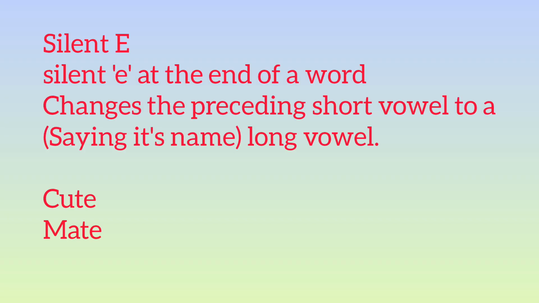Next we will learn silent E. When E comes at the end of a word and is preceded by a short vowel, it changes the vowel's sound to a long vowel, like cute. Here the last letter is E. We will not pronounce the E, rather we will pronounce cute. Mate, A we will pronounce, not E. This rule is known as the magic E rule. I have made a separate video on this magic E rule, which is a very important topic in phonetics. You can get the video link in the description box and the I button.